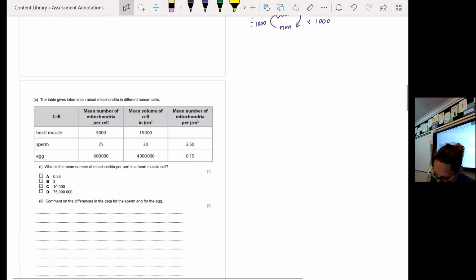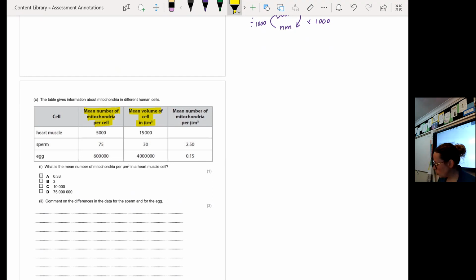Then we've got another maths question. This is only 1 mark, it's multiple choice, but you've got to do a bit of working out first. It says here, the table gives information about mitochondria in different human cells. You've got the mean number of mitochondria per cell, the mean volume of the cell in micrometers cubed, and it needs to know the mean number of mitochondria per micrometers cubed.